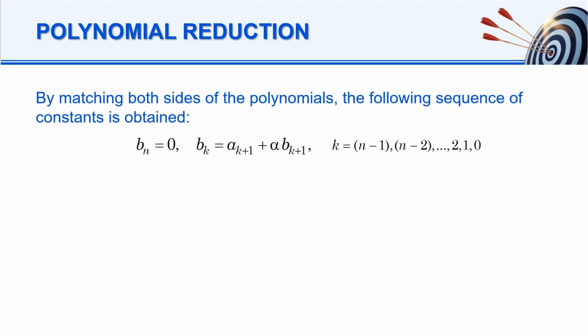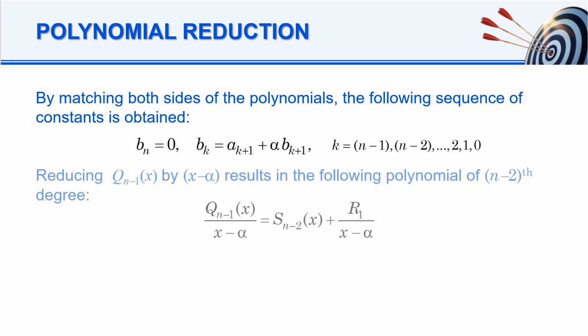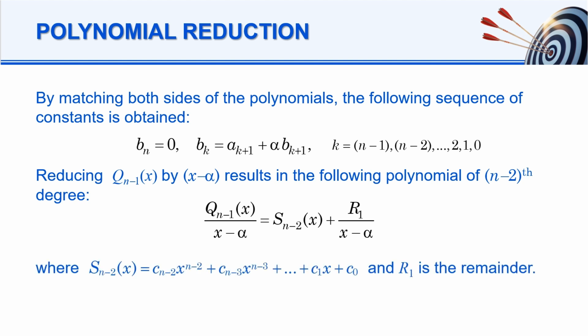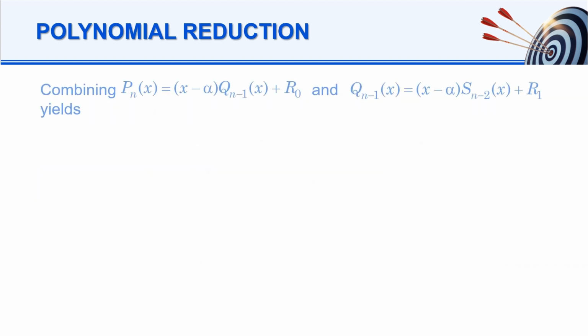By matching both sides of the polynomials, the following sequence of constants is obtained. Reducing the quotient q sub n minus 1 of x by x minus alpha results in the following polynomial of n minus 2 th degree, where s sub n minus 2 is a quotient polynomial of degree n minus 2 and r1 is the remainder. Combining p sub n of x and q sub n minus 1 of x yields the following.